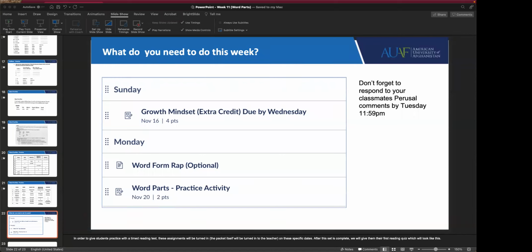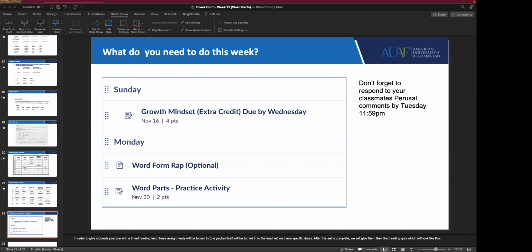Okay, so growth mindset is a feeling of being able, feeling like you can do something, not feeling negative about yourself and not saying I'm sorry and being powerful for yourself. Okay. And we're all women here. We need to be powerful. So I want you to do this reading and it's extra credit. If you don't do it, you're not going to lose any points, but if you do it, you get 4 extra points, right? So if you're going to do it, you have to do it by Wednesday, by the way. And then for Monday, we have a word parts practice activity.